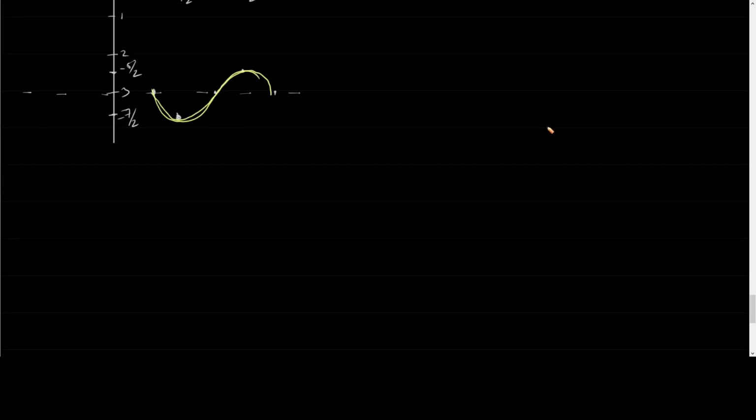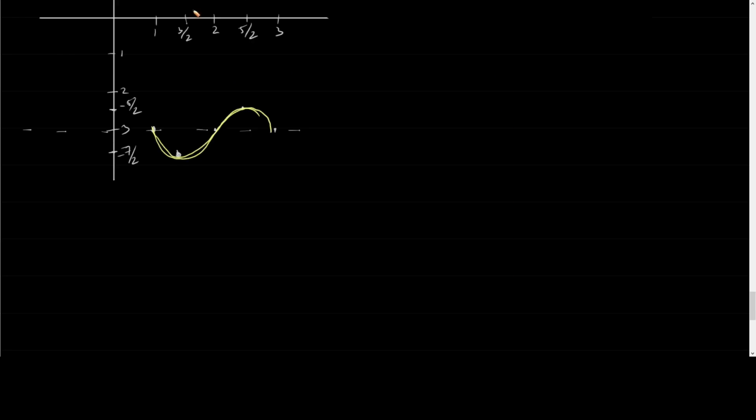Let's do one last one, and then we'll say that we're done for this section. So example D, I think. Yeah, D. Let's say that I had y is equal to 3 sine of 2x plus 2. And let's see what we can do with this.